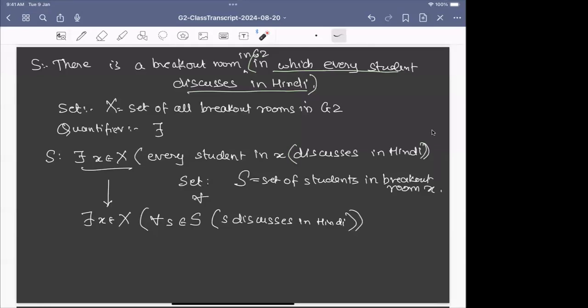So I have a similar problem. Wouldn't it be better if we use the same notation in both places? Because X is already the breakout room and then we're creating S. It creates some confusion. So wouldn't it be better if we use the same notation in both places?